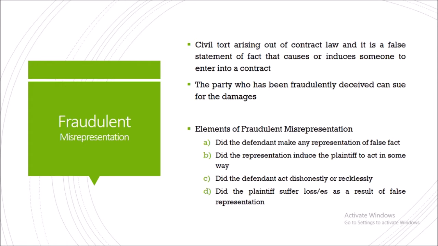Right? So we'll see the elements of fraudulent misrepresentation. To become a fraudulent one, there are 4 elements to be satisfied. What are they? The first one is, did the defendant make any representation of false fact? So the party, let's say probably the seller, has to make a representation over the information that he reveals to the other party, called the buyer, on false grounds.